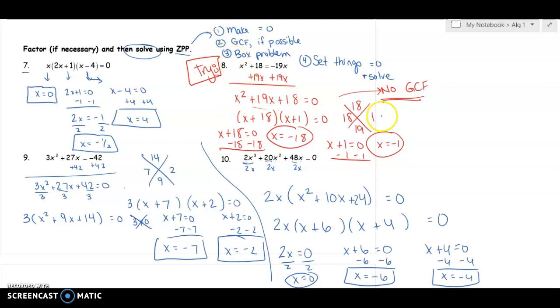Step 3 is a box problem. It's got to multiply to be 18, add to be 19. Those two numbers are 18 and 1. So you make it x plus 18 times x plus 1, and then you do your final step. Set things equal to 0 and solve. X plus 18 equals 0, subtract 18, you get negative 18. X plus 1 equals 0, subtract 1, you get negative 1.